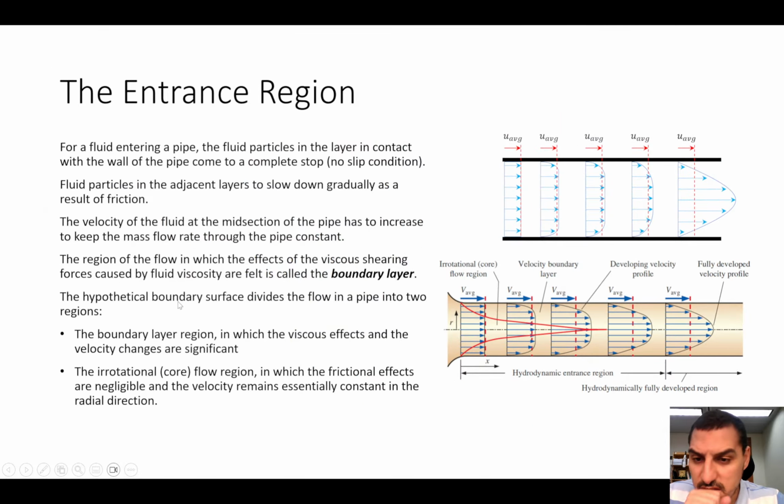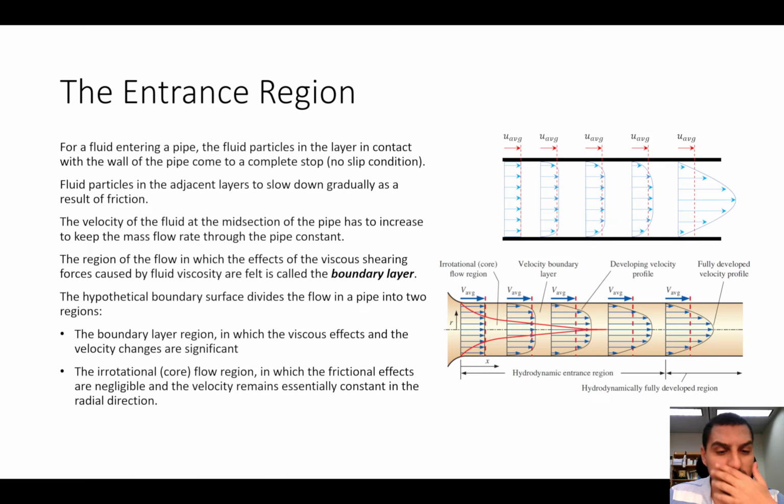So this is what's written here, that in the boundary layer region, the viscous effects are significant. And the irrotational or core flow region, which is the region that's beyond the boundary layer, the frictional effects are negligible. The velocity is constant in the radial direction.